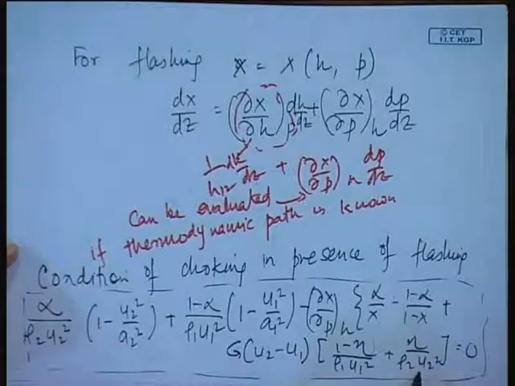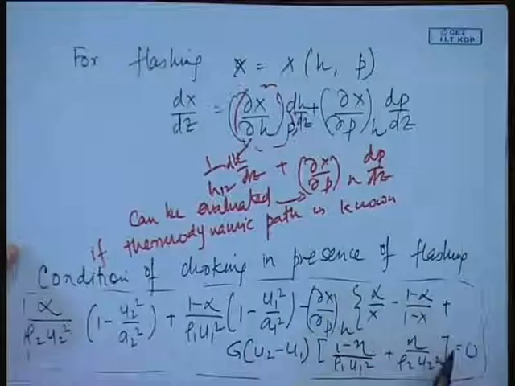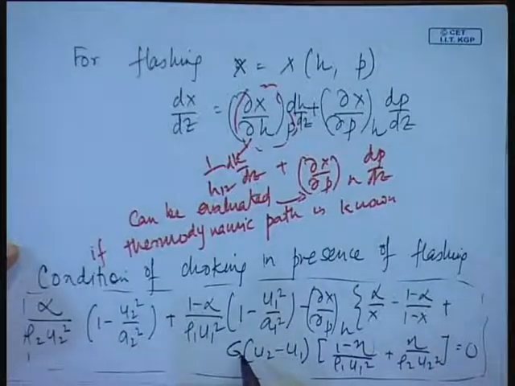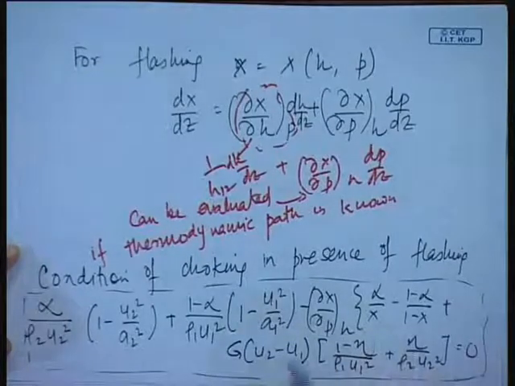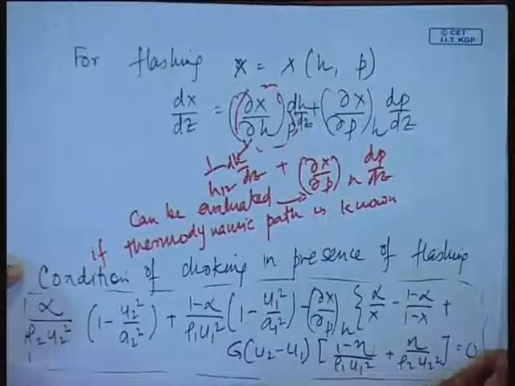You just look at this particular expression, the expression which I have written down, and tell me under what conditions choking will be independent of eta for flashing conditions. When this particular term disappears, isn't it? Now definitely g cannot be equal to 0, u2 cannot be equal to u1. So therefore, what can happen? Only rho 1 u1 square can be equal to rho 2 u2 square. Under that condition, 1 minus eta plus eta cancels out. Clear to all of you?